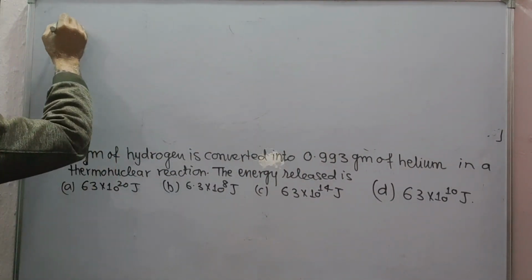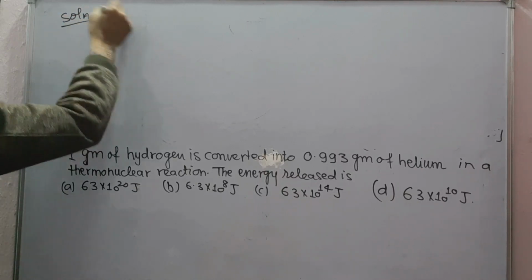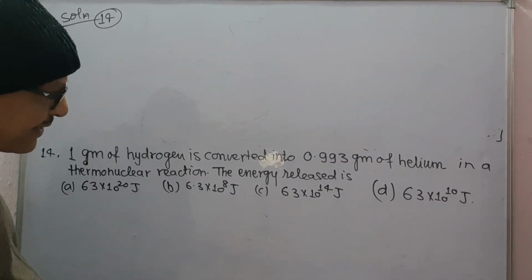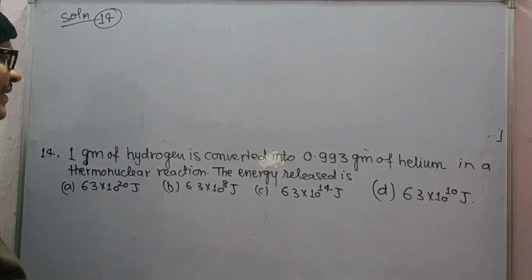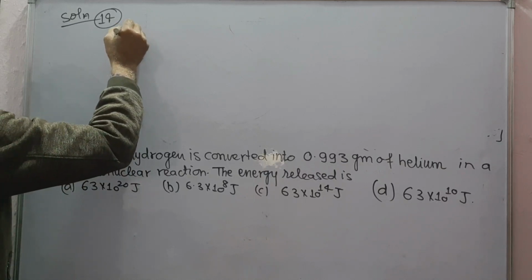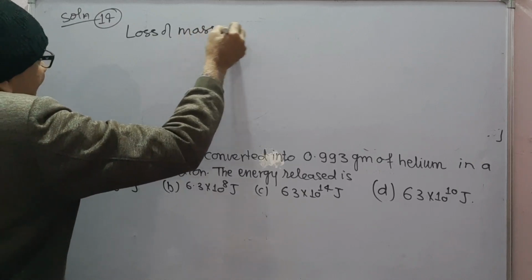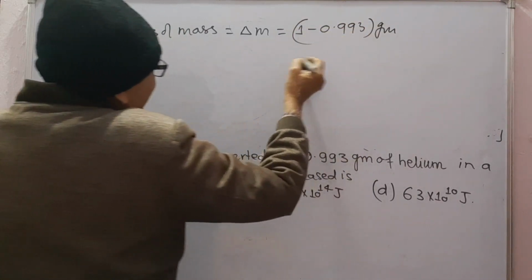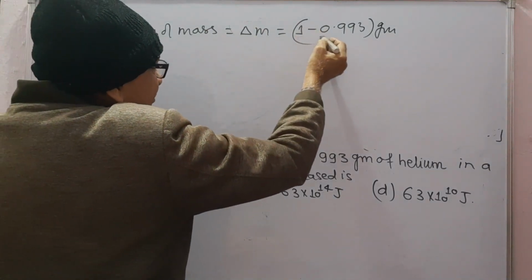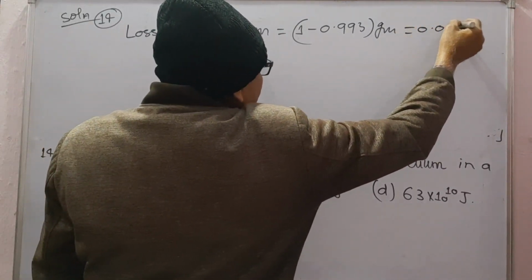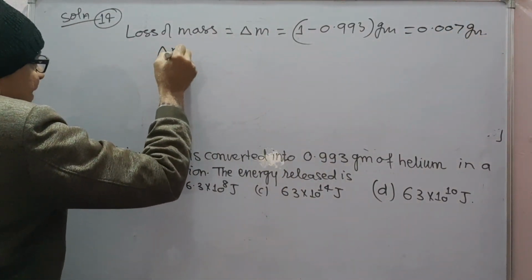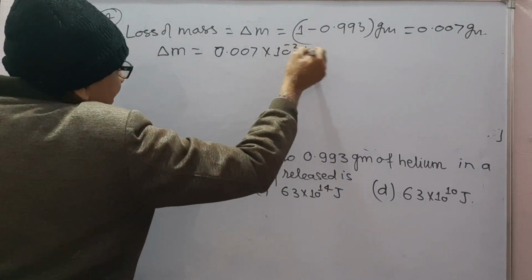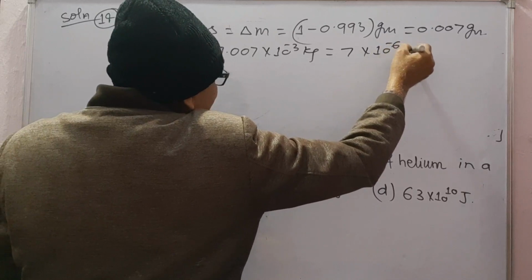Next question number 14. Question is, 1 gram of hydrogen is converted into 0.993 gram of helium in a thermonuclear reaction. The energy released is. Here loss of mass delta M is equal to 1 minus 0.993 gram, which means 0.007 gram, or delta M is equal to 0.007 into 10 to the minus 3 kilogram, which is 7 into 10 to the minus 6 kilogram.